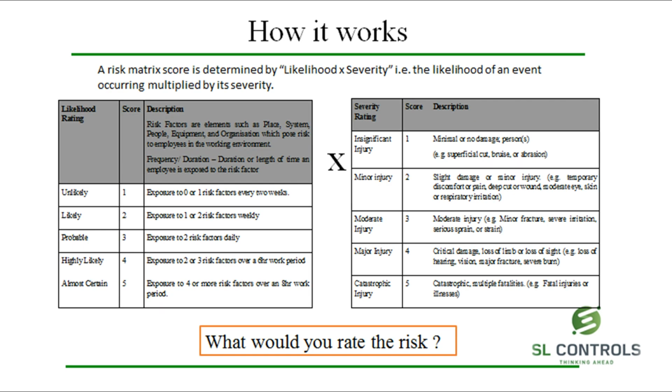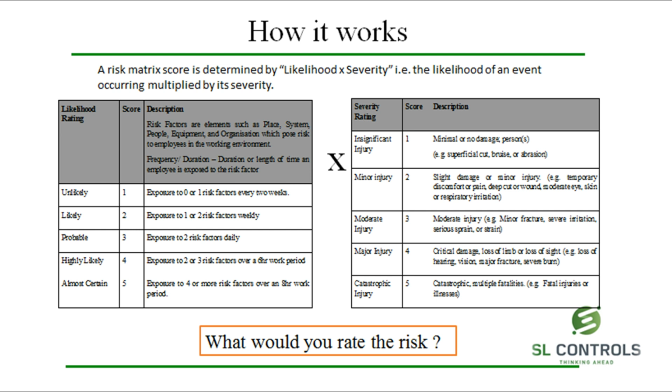Now that I have given you an example, let's go through the method of the risk matrix and rate the risk. A risk matrix score is determined by likelihood by severity, i.e. the likelihood of an event occurring multiplied by its severity. Depending on what the hazard is, it will have one of the likelihood ratings, either unlikely, likely, probable, highly likely, or almost certain. Each of these categories are issued a score from 1 to 5. Similarly, the severity rating can either be categorized as one of the following: insignificant injury, minor injury, moderate injury, major injury, and catastrophic injury, and these are rated from 1 to 5 as well.